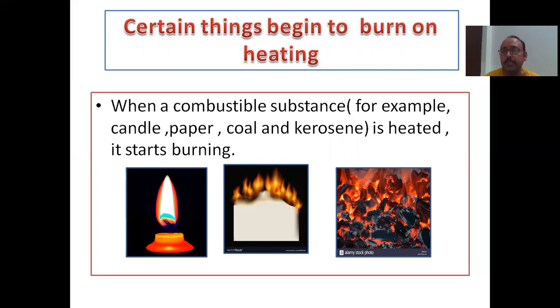Now, certain things begin to burn on heating. First is cooling or heating, second is contraction and expansion, third is change of state, fourth is burning of objects. Some combustible substances, not all substances, burn. That's why there are four applications of heating of objects. Four different things happen. So this is the fourth one: when a combustible substance like paper, coal, or kerosene oil is heated, it may catch fire and start to burn, right?